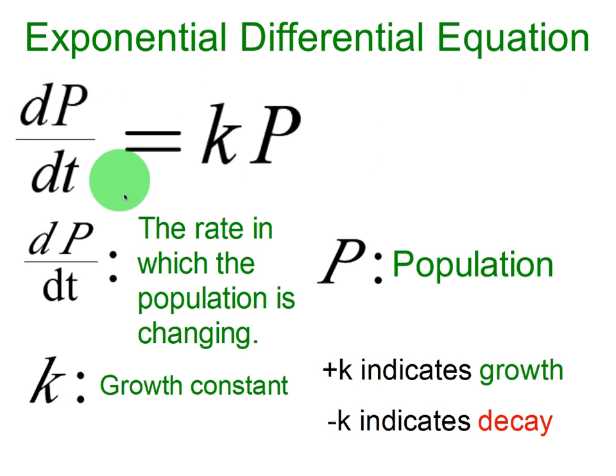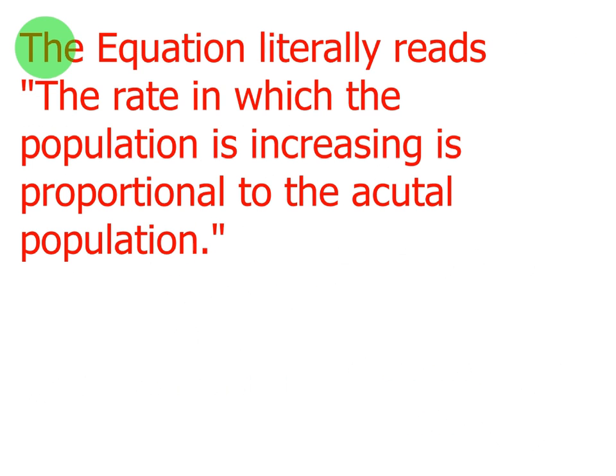This is called the exponential differential equation. As you can see, this is a direct proportion. So the rate at which the population or the amount is increasing is directly proportional to the current population or amount. So that's what dP/dt means, and P means the population. Again, K is the growth constant. Previously with the bunnies, we said the growth constant was 1/30th. If you have a positive K, that indicates exponential growth. If you have a negative K, that indicates exponential decay, which happens with carbon, fossils, and that kind of thing. The equation literally reads: the rate at which the population is increasing is proportional to the actual population.